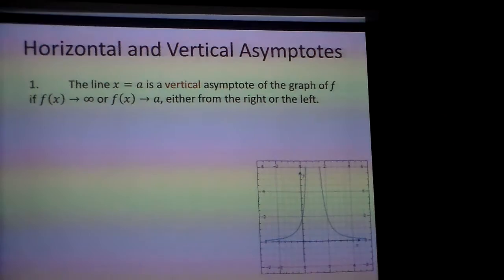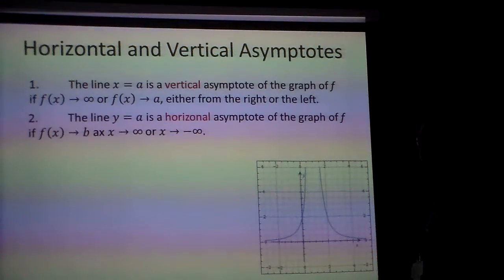The line x equals a is a vertical asymptote of the graph of f if f(x) approaches infinity or negative infinity as x approaches a, either from the right or the left. This is different. The line y equals b is a horizontal asymptote of the graph of f if f(x) approaches b as x approaches infinity or negative infinity. A whole bunch of stuff.